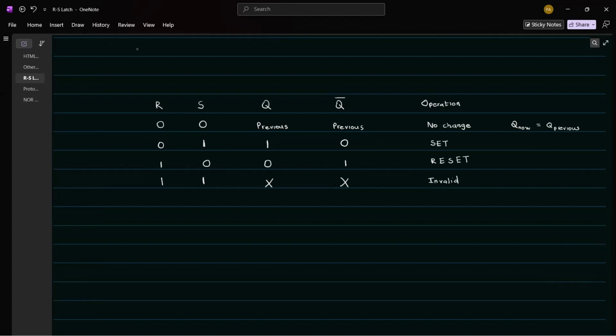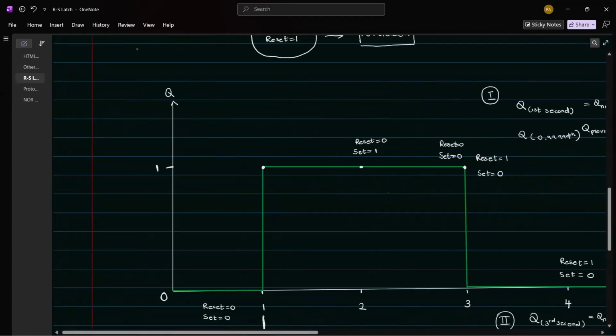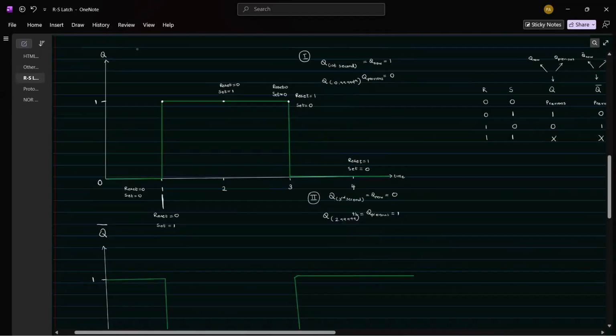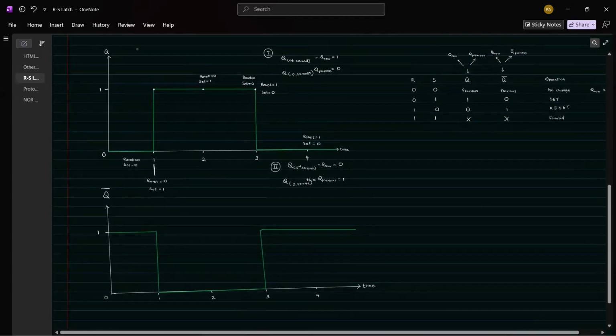Why this becomes a little bit hard and complex to understand is because we are working with Q and Q bar at the same time, Q now and Q previous, since this is a sequential circuit and Q previous affects Q now. Similarly, we are working with Q bar now and Q bar previous. So to understand this, always keep this graph in mind and this comparison in mind. If you know this graph, you can do any questions related to RS Latch.